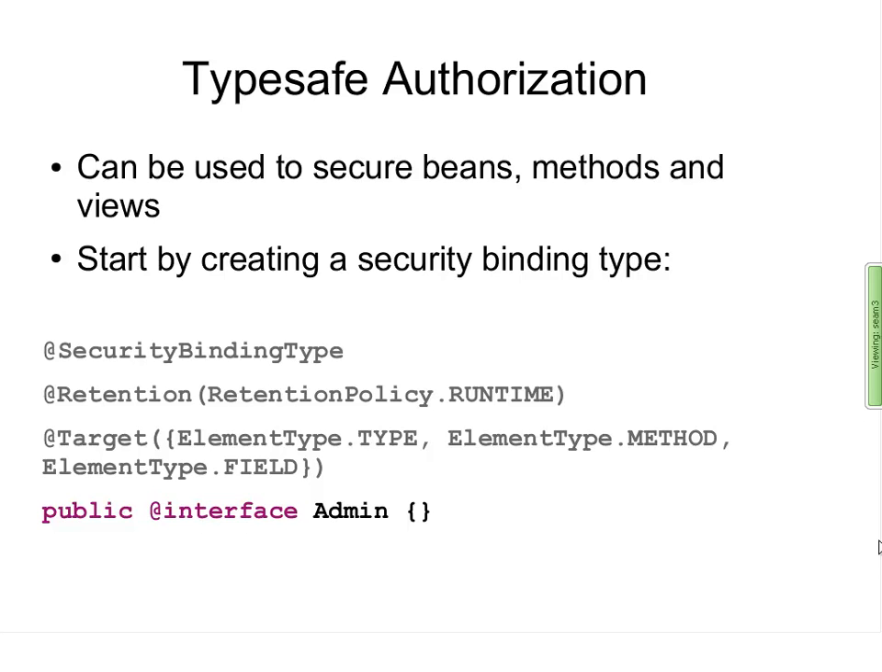It's quite simple. There are 3 steps that we have to follow. The first step is to create a security binding type. This security binding type is simply an annotation that is itself meta-annotated with the @SecurityBindingType annotation. By adding this annotation, we're letting Seam Security know that any methods that have the admin annotation require a pre-invocation check to ensure that the current user has the necessary privileges to invoke that method.